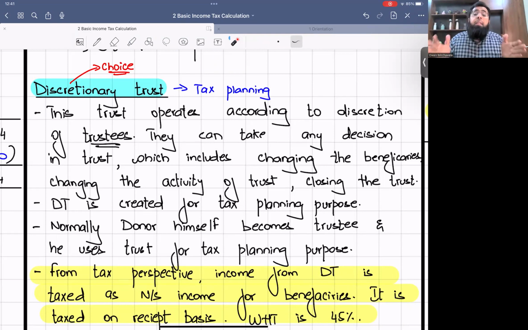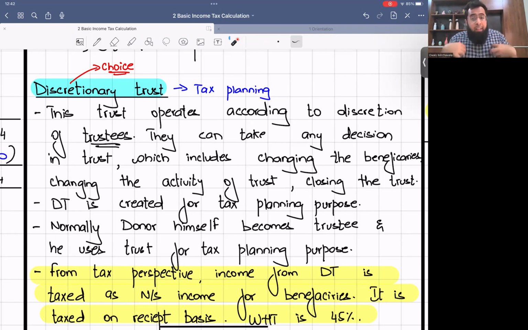See, the trustees have full powers in this trust. Like, for example, those who are managing the trust have unlimited powers. They can change the beneficiaries. They can change the business of the trust. They can do anything. Now, basically, discretionary trust is created when we want to do tax plan.